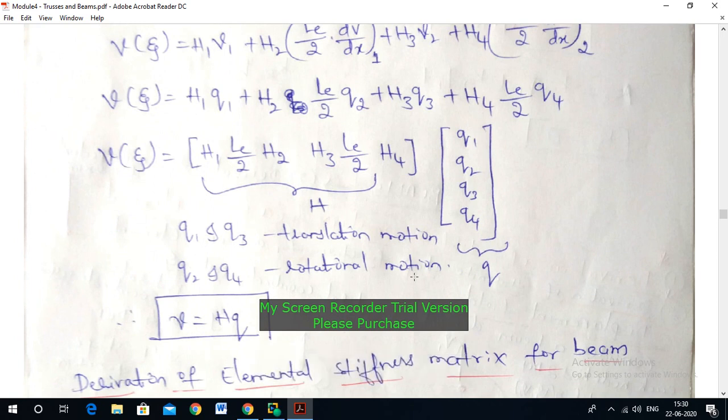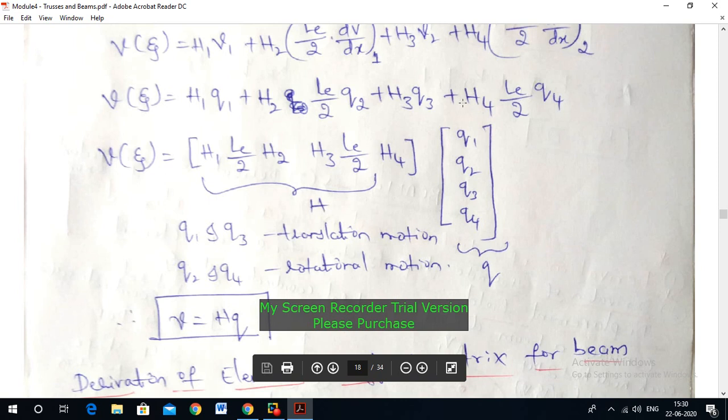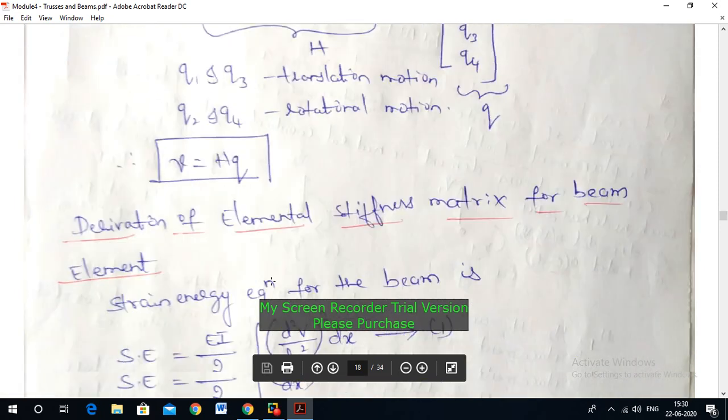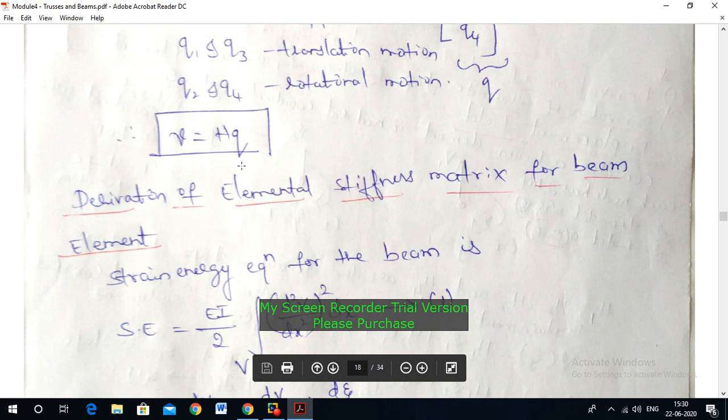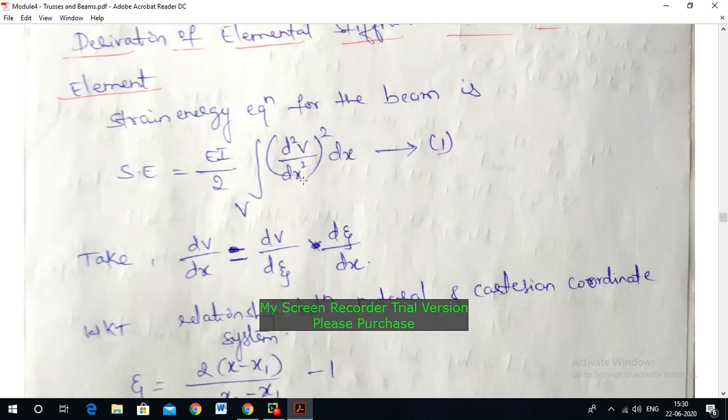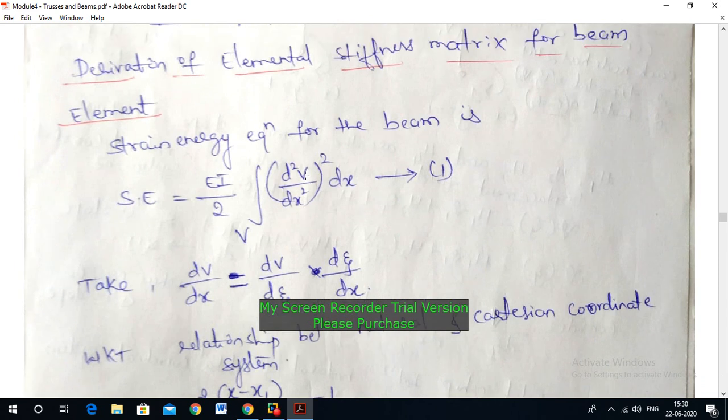Hence the beam element has 4 degrees of freedom, and therefore I can write this whole matrix as H and this matrix as q, so v is equal to H into q. We should remember this relation, v is equal to H into q. Next, derive the element stiffness matrix for the beam element.